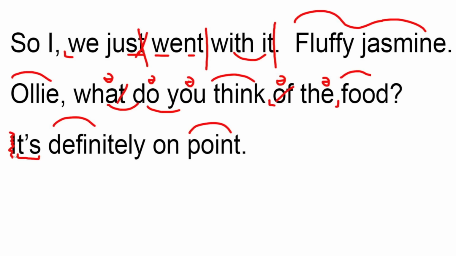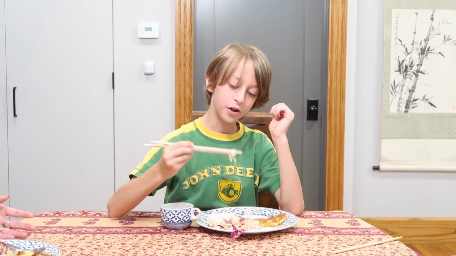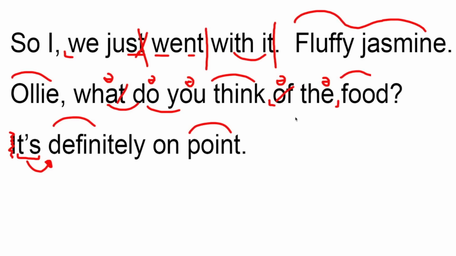It's definitely. It's common to do this with the words it's, that's, what's, and let's. We just make the TS sound and attach it to the beginning of the next word. It's definitely. It's definitely on point. Definitely, a little stop T in there. Definitely, because the next sound is a consonant.